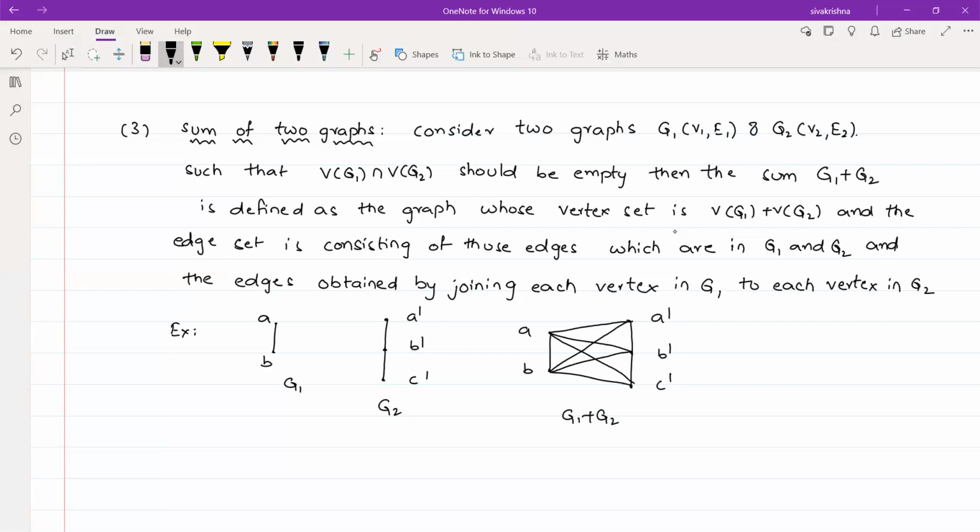So this is G1 plus G2. The vertices which are present in both the graphs should be in G1 plus G2. The edges which are present in both the graphs should be in G1 plus G2. In addition to these edges, we are adding some more edges from a vertex in graph 1 to every vertex in graph 2. So this is the definition of G1 plus G2, and this is the example for the definition.